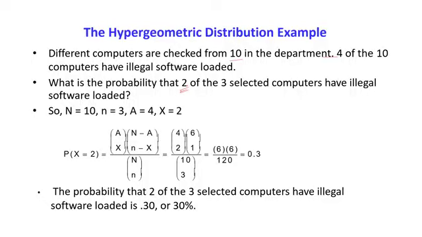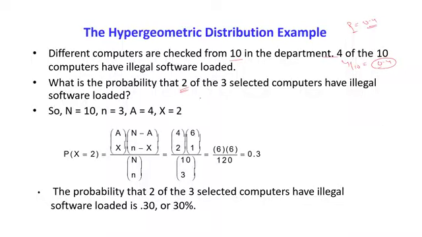So it is a little bit similar to the binomial distribution, but slightly different. Here, the chance that a computer has illegal software loaded is 4 by 10, which is 0.4, a 40% chance. So here I know the probability. Success here means finding that the computer has illegal software, and that is the probability of success, 40%.